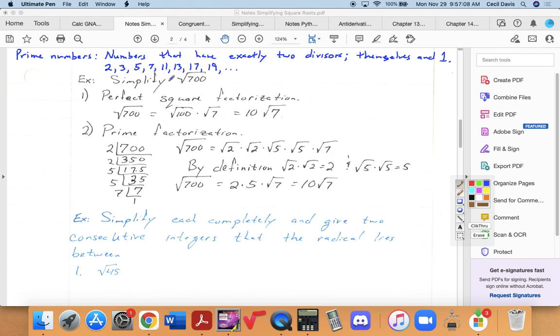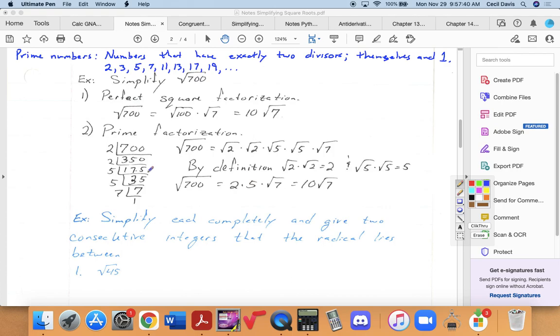Well, what you do is you select any prime number that'll divide evenly into the number you're trying to simplify. 700 is divisible by 2, so I divided it by 2 and got 350. Then I divided 350 by 2 and got 175. Now, 175 isn't divisible by 2, is it? So I got to pick a new number. Usually once I pick a number, I stick with it until I can't divide by it anymore.